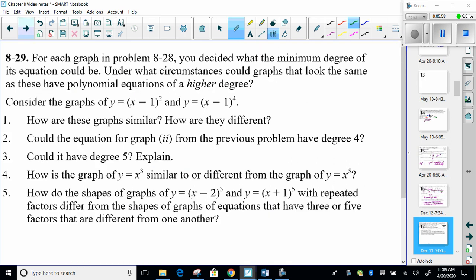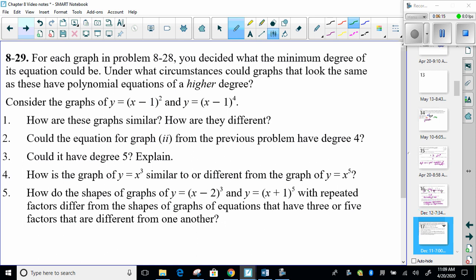So the next one. For each graph in 828, so the previous problem we just did, you decided what the minimum degree of its equation could be. Under what circumstances could graphs that look the same as these have polynomial equations of higher degree? So that's what we're going to be looking at here in this problem.